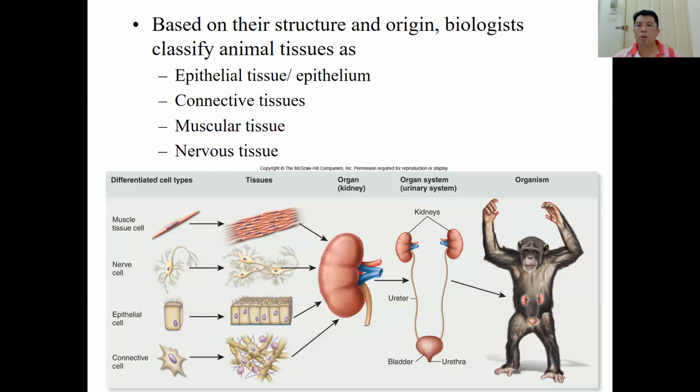Based on their structure and origin, biologists classify animal tissue as epithelial tissue, which we also know as epithelium, connective tissue, muscular tissue, and nervous tissue. From here you can see the muscular tissue, the nervous tissue, epithelial tissue or epithelium, and also connective tissue. These are the four main types of animal tissue found in animals, or vertebrates.